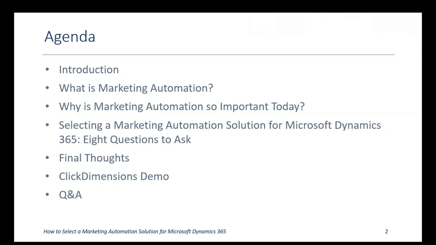This is just going to be our quick agenda, a rough outline for today's webinar. What is marketing automation? Why is it so important today? And really giving you the tools and questions needed to select that on your end, with eight key questions to ask, final thoughts, and then we will go into our live environment with Dynamics 365 and ClickDimensions installed natively inside that. Then we'll have a couple of minutes at the end for Q&A, and then I'll flip it back over to Mark for final thoughts and next steps.